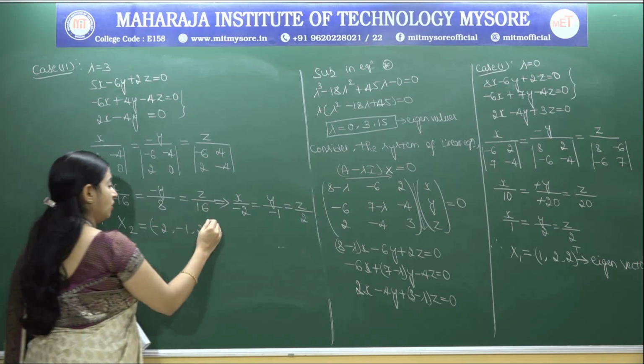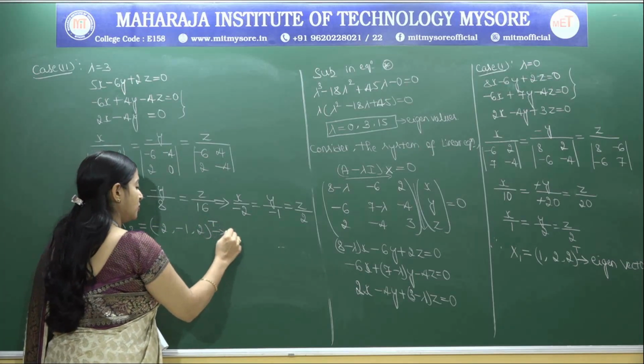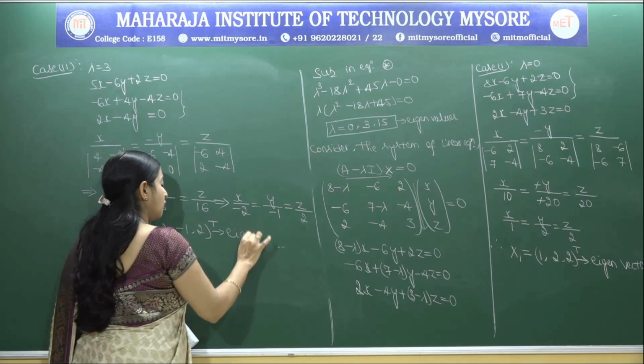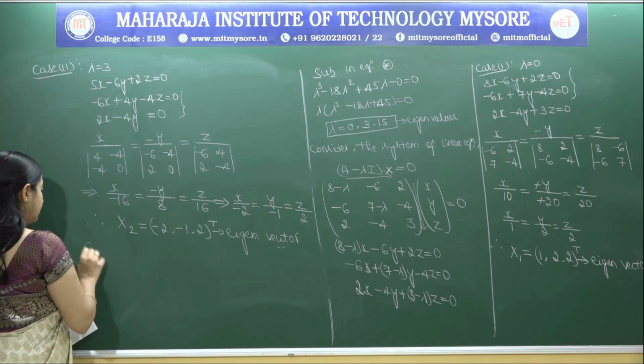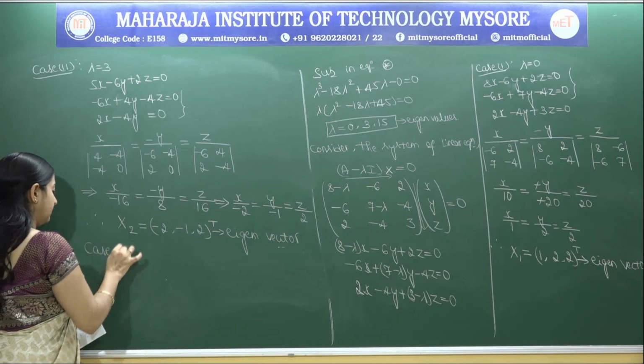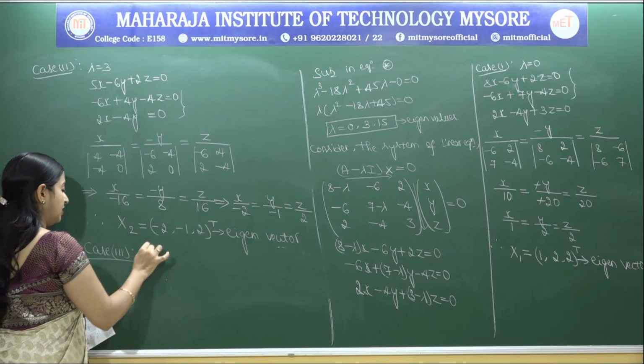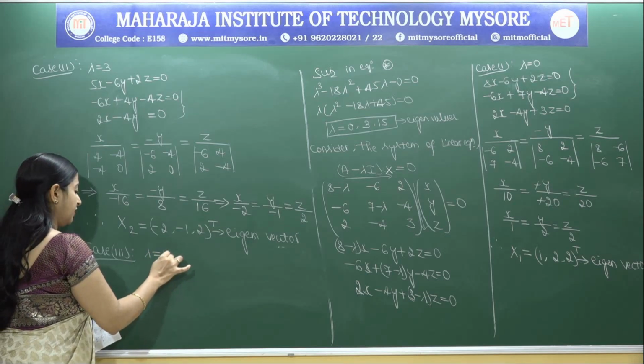Therefore, the second eigenvector, x2 equals minus 2, minus 1 and 2. You have to write this in a column, so I take the transpose. This is the eigenvector for lambda equals 3. Similarly, for case 3, lambda equals 15.